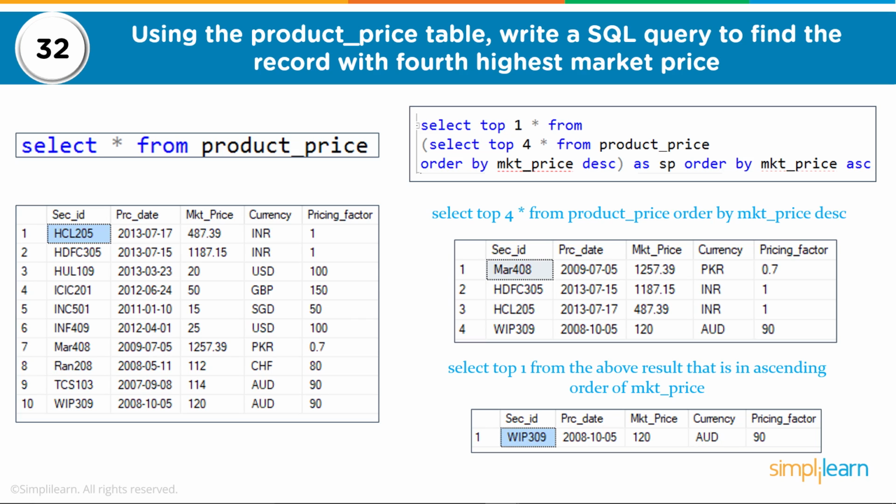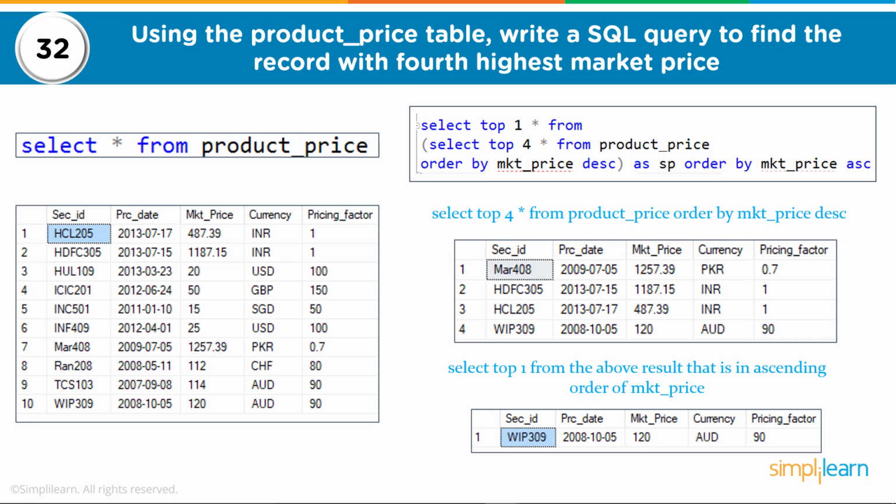So we're going to select the top 4 from product price, but we're going to order it by market price descending. SP order by market price ascending. So what we do is we take the top 4 of the market price ascending, and that's going to give us the 4 greatest values.